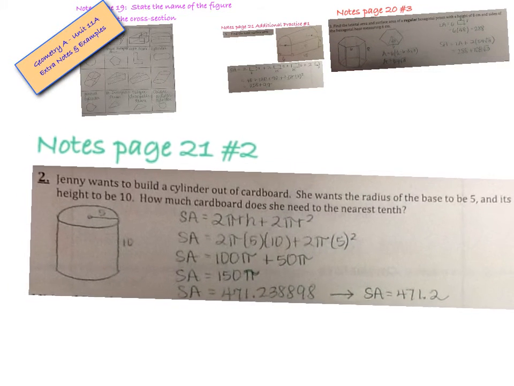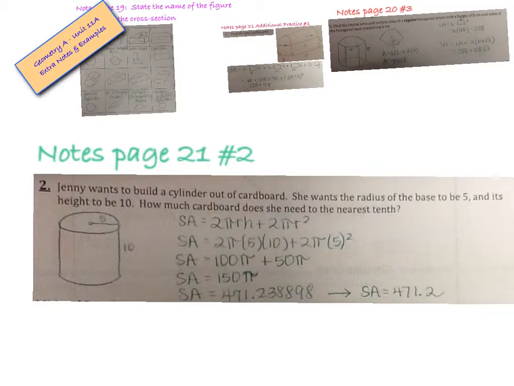On page 21, number 2 at the top, we have Jenny building a cylinder out of cardboard, radius of 5, height of 10. How much cardboard does she need? To the nearest 10th. That is technically asking you to find the surface area, which I've gone through and done, substituting 5 in for the radius and 10 in for the height. Rounded to the nearest 10th, making sure that I show the whole decimal before I go through and round.